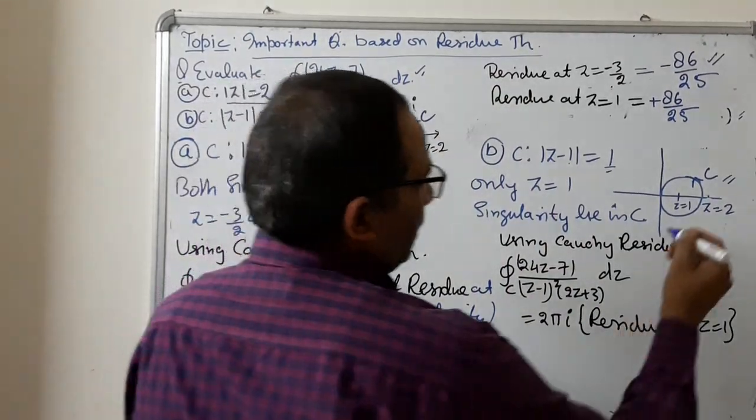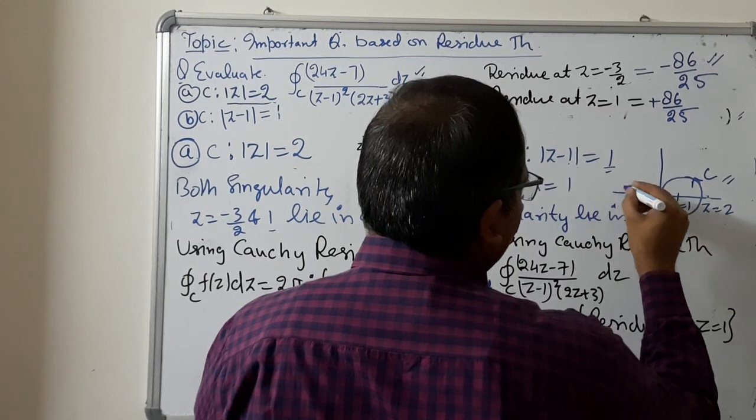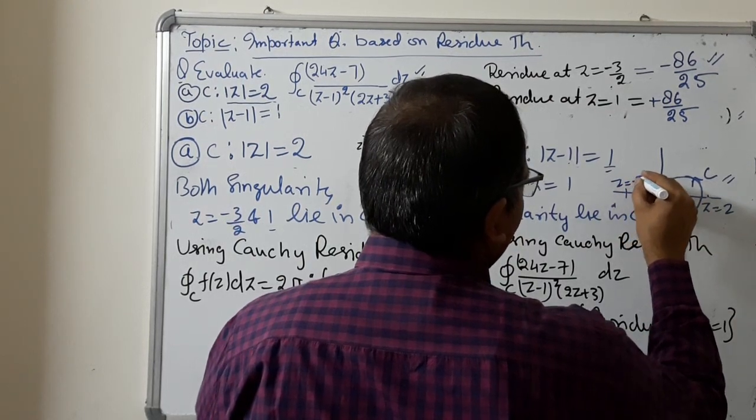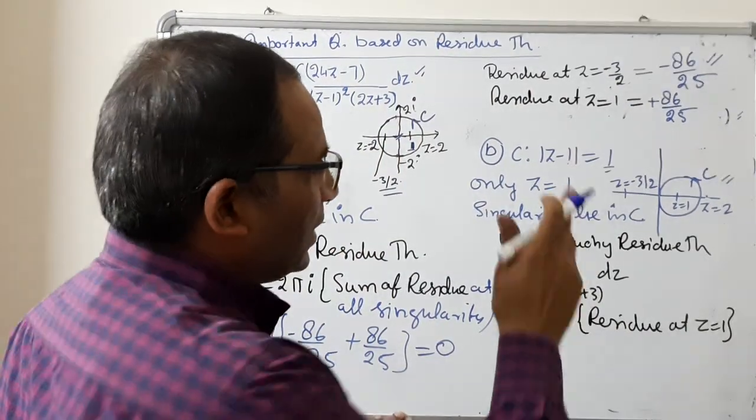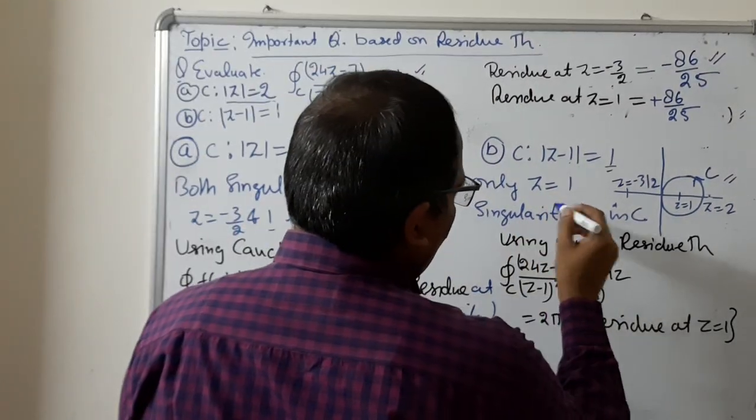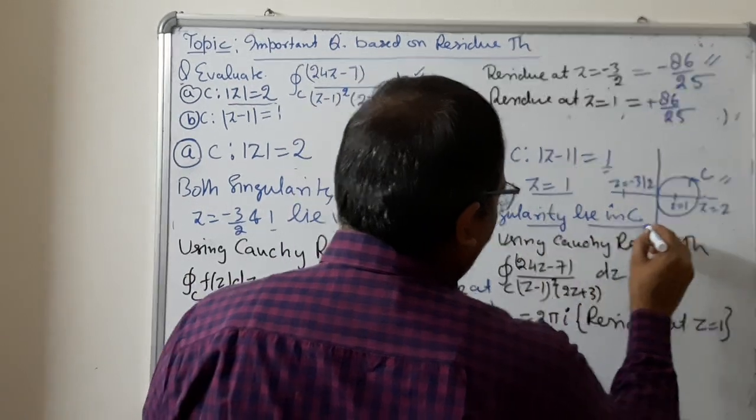And we can see here that z equal to 1 and z equal to minus 3 by 2. z equal to minus 3 by 2 is outside the given C. Only z equal to 1 is inside this given C. We write the singularity z equal to 1, the singularity lies in C.